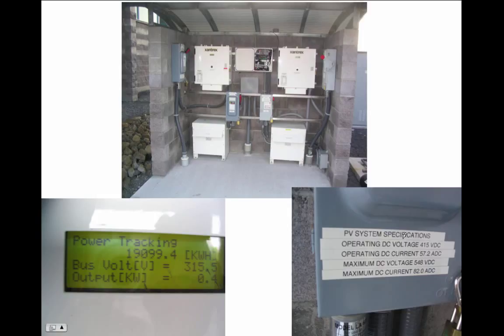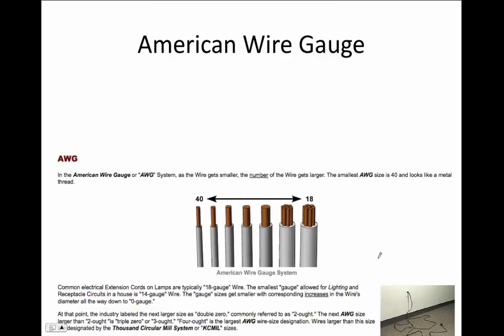Now you can see the PV system specifications: the operating voltage, the operating DC current, the maximum DC voltage, and the maximum DC current for this system. Finally, to close our discussion about solar electric systems, I want to talk a little bit about wire sizes. In the lab, you'll talk about the process you might go through to pick how big the wire needs to be in the system in order to handle the current you want with a minimal amount of power loss.